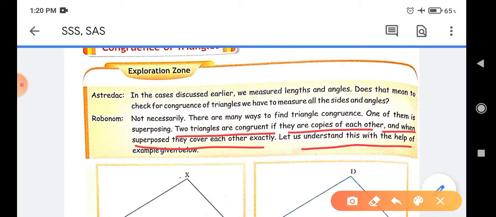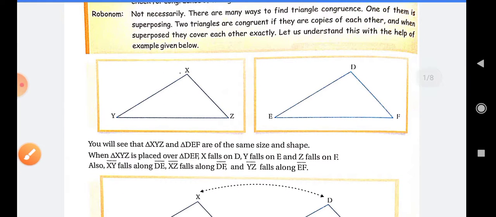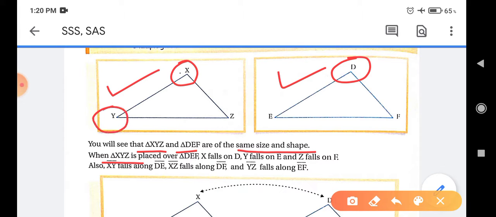Let us understand this with the help of the example given below. In this example, we are given two triangles XYZ and DEF. You will see that triangles XYZ and DEF are of the same size and shape. So when triangle XYZ is placed over triangle DEF, then X will fall on D, Y falls on E and Z falls on F. So these vertices will fall on each other.